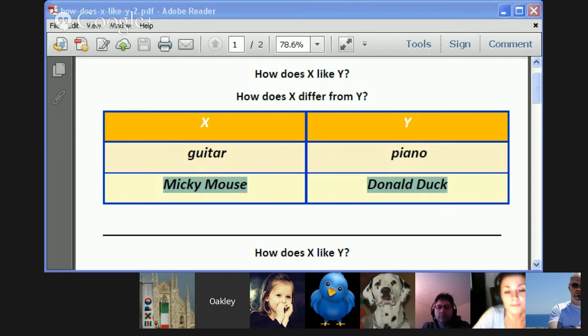Julia? How are Mickey Mouse and Donald Duck different? Both are animals, but Mickey Mouse is a mouse, and Donald Duck is a bird, a duck. Don't forget the article: he's only one duck, and ducks are countable, so we have to use a. He's a duck, and Mickey's a mouse.